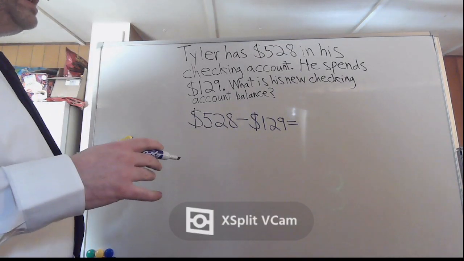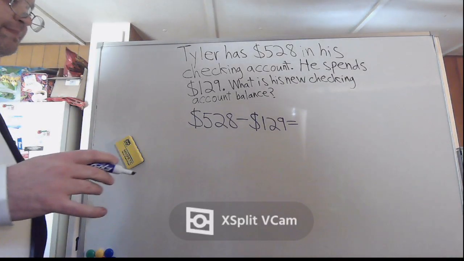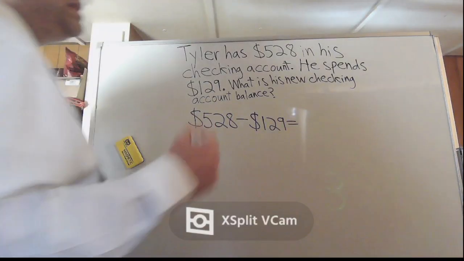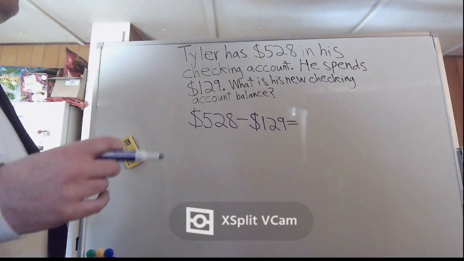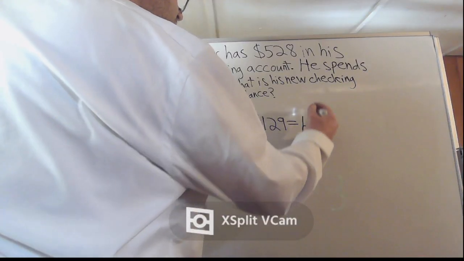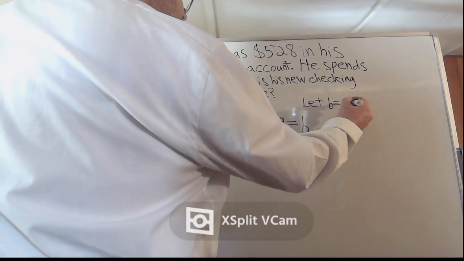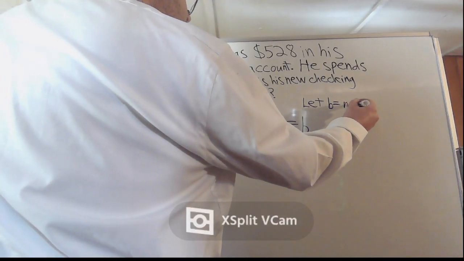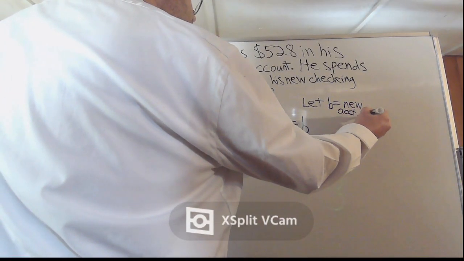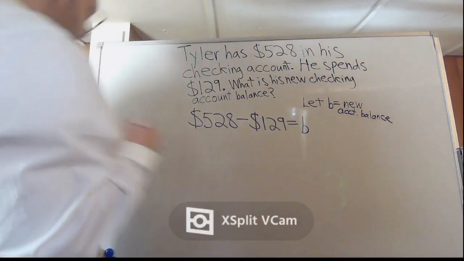Usually in a word problem you want to find a variable to represent the solution. We can pick, what's his new balance? Pick a variable that makes sense. It could be any letter, but if we're going to go for balance, I'm going to say B. I'm going to say let B, you want to use a let statement, let B equal the new account balance.